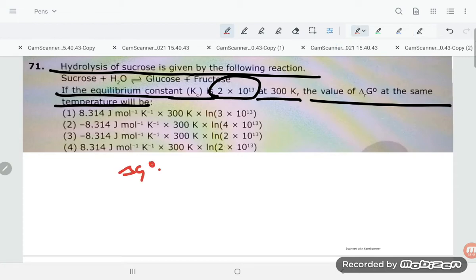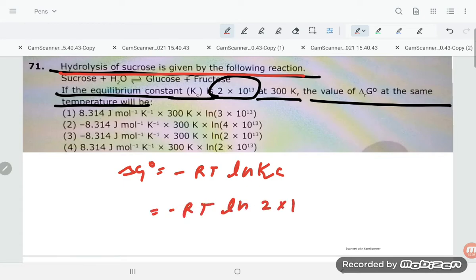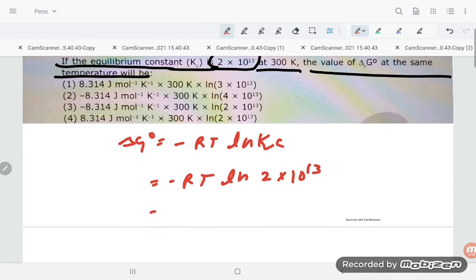So delta G naught is equal to what, student? Minus RT ln K. They have given Kc, so minus RT ln Kc, how much? 2 into 10 to the power 13. Now temperature is there, R value you see.